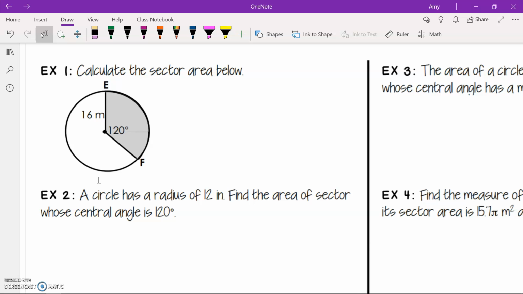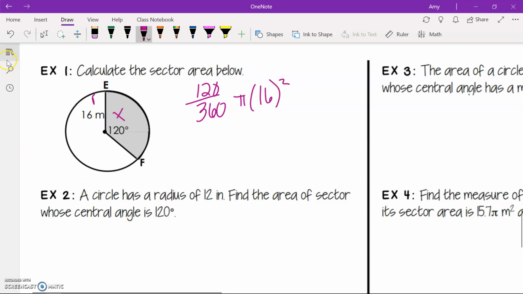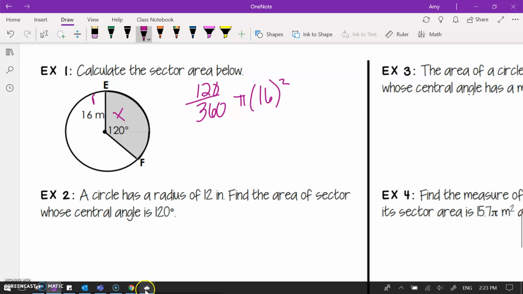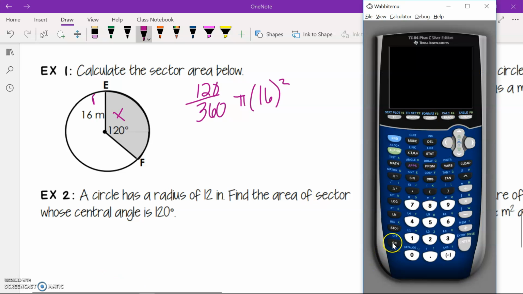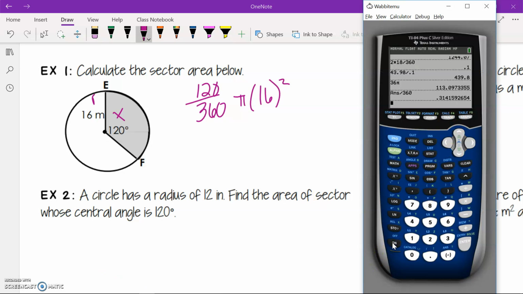Calculate the area of the sector. So we see that shaded region. We know that our angle is 120 degrees and our radius is 16. So I can do 120 over 360 pi times 16 squared, because it is pi r squared. And then I'm going to take my calculator. Just like in the previous examples, we are going to leave this in terms of pi just to save us with our calculations a little bit.